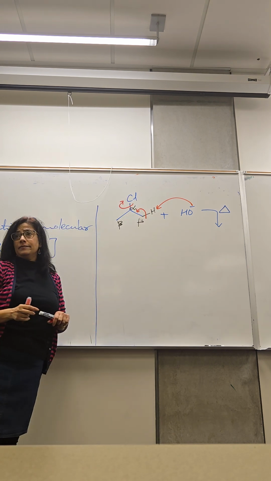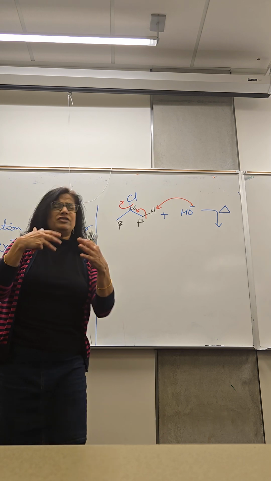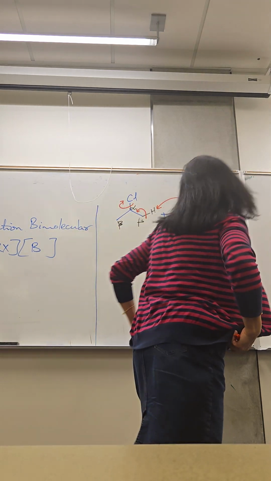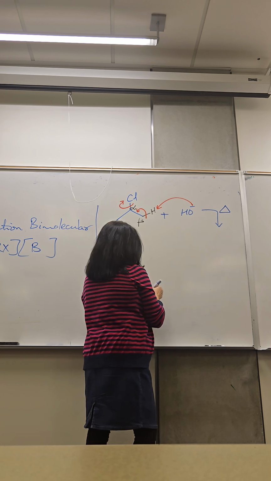You guys following that? Is there going to be an intermediate? If it's a concerted reaction mechanism, should there be an intermediate? Transition state. So therefore we draw the transition state. Because there is no intermediate for us to explain, we draw the transition state. Okay, let's try and draw the transition state for this one.